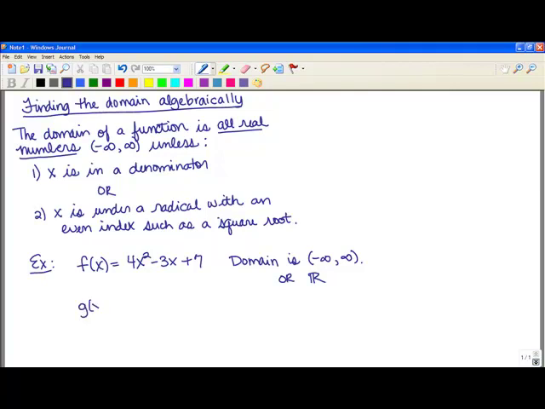The next function, let's say, is g of x equals x plus 2 divided by 5. Okay, now to find the domain for this function, ask yourself, is there an x in the denominator? Well, the denominator is right down here with the 5, so no, there is not an x in the denominator, and there is not an x underneath the radical. There is no radical in this problem. So the domain will automatically be all real numbers.